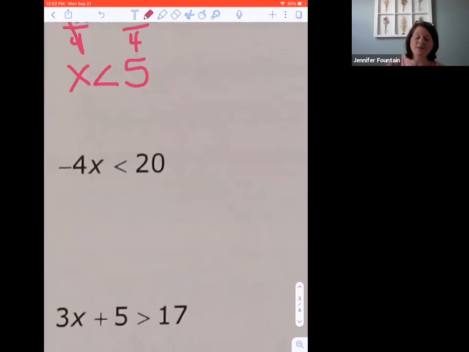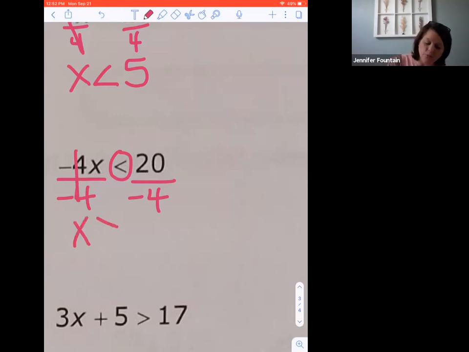Now let's look at the next one. I have negative 4x is less than 20. So here I'm going to divide by negative 4. As soon as I write that negative, my brain's automatically going, hey, I got to flip my sign, flip my sign, flip my sign. And so I'm going to circle my sign, so I make sure that when I write my answer, I flip it. So again, negative 4 divided by negative 4 cancels to be 1. So I have x is greater than, and now I divide 20 by negative 4, and that gives me a negative 5.